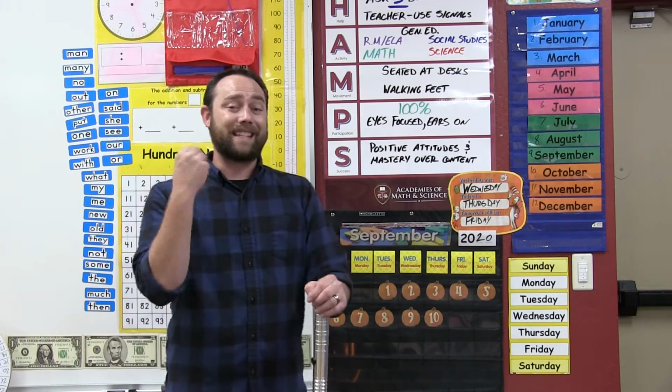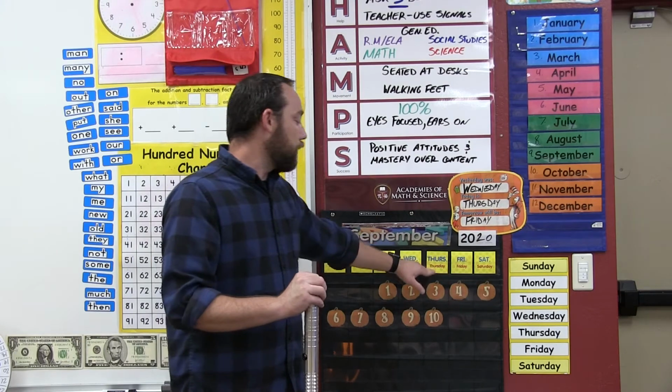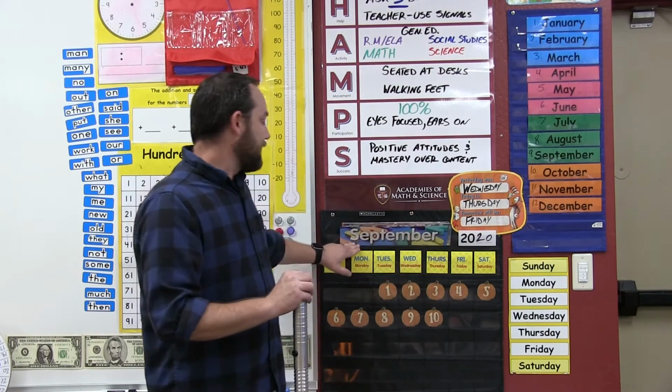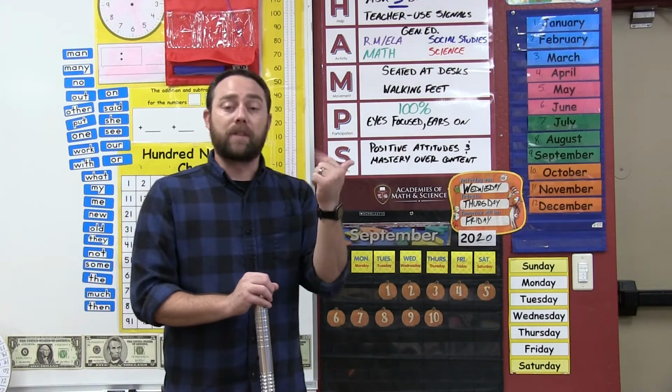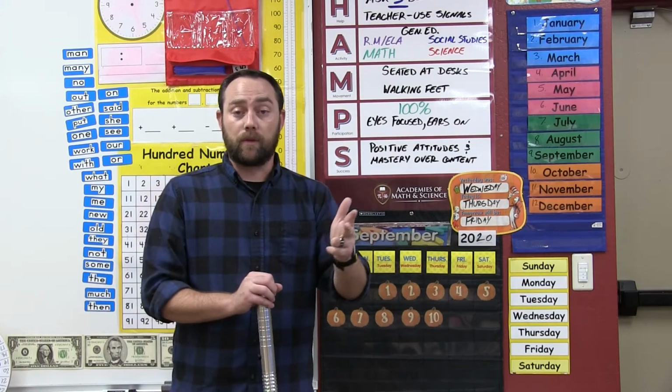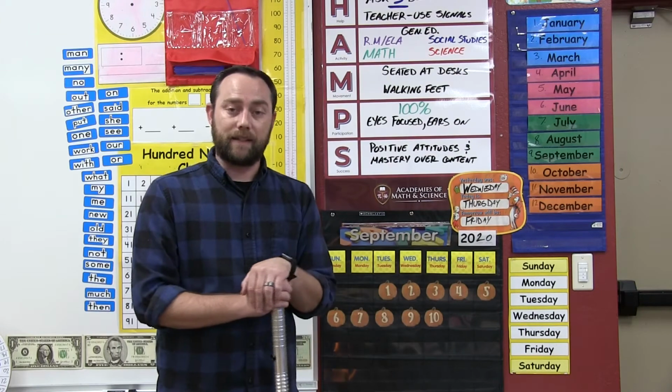So if I was to say the date as a whole, all together, I would say today is Thursday, September 10th, 2020. I have said the day, I have said the month, and I have said the year. Those are the most important things to remember when you're saying the date or writing the date. So, good on you for going over that with me.